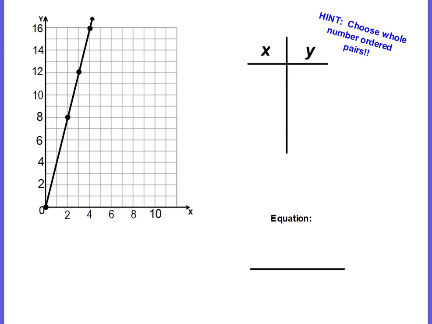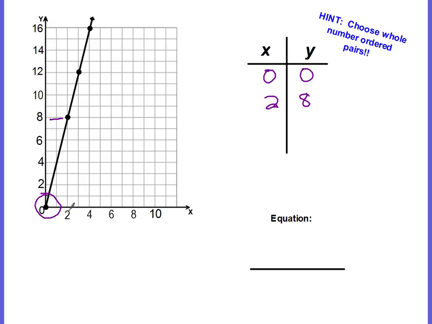So let's look at our first one. Our first one is the point 0, 0. So you just make yourself an X, Y T-chart. And we have 0, 0. The next ordered pair is going to be 2 is the X, and the Y value is an 8. So that's a 2, 8 ordered pair.